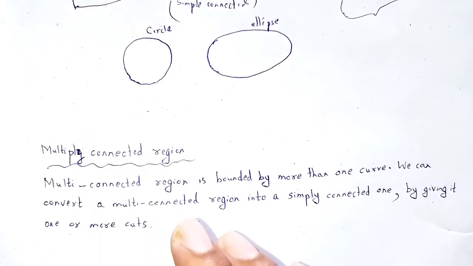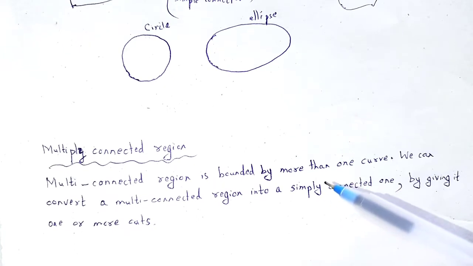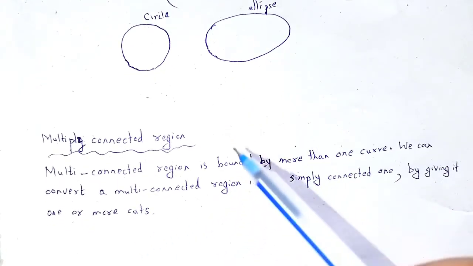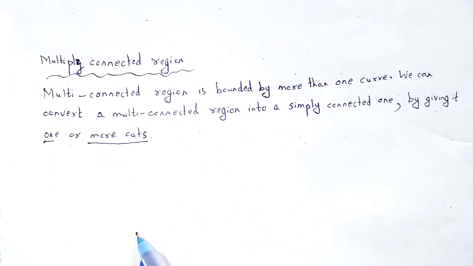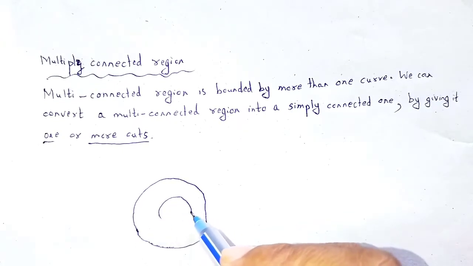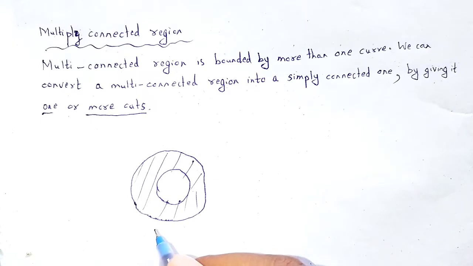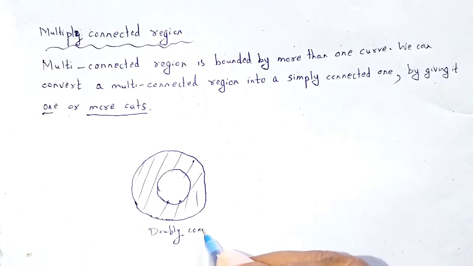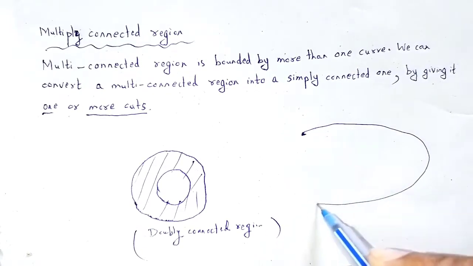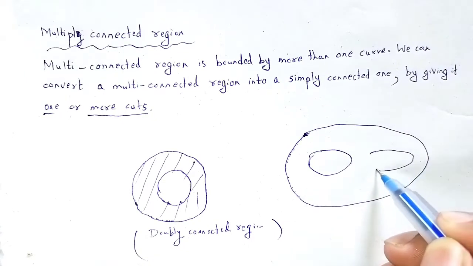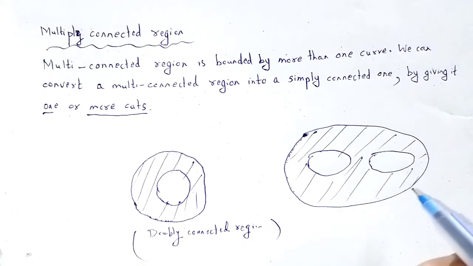Multiply connected region is bounded by more than one curve. Here we prefer one curve, but in case of multiply connected region it is more than one curve, and we can convert a multiply connected region into a simply connected one by giving one or more curves. Here two curves, that is a doubly connected region. If we choose a curve like this, inside that there will be another two curves, so it is considered as triply connected region.